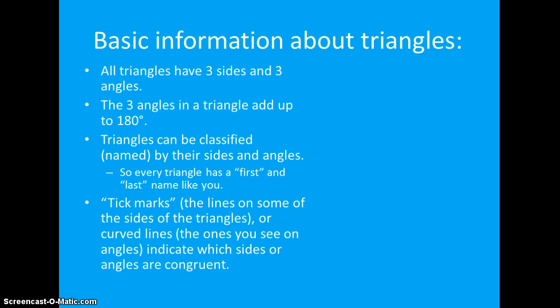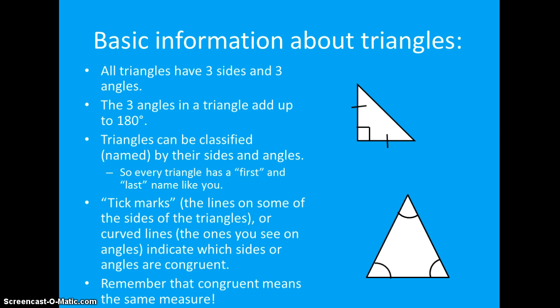The tick marks are little lines that you might see on some of the sides of a triangle, or curved lines, which you would see on the inside of a triangle on the angles. Those lines indicate which sides or angles are congruent. Remember, congruent means that they have the same measure.